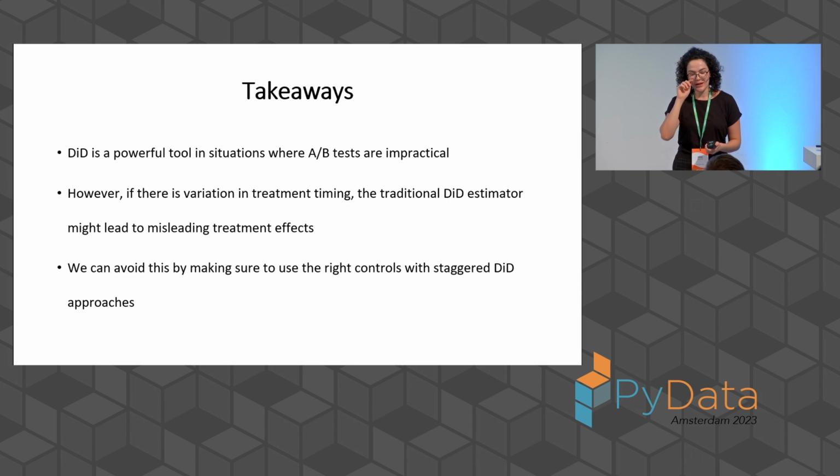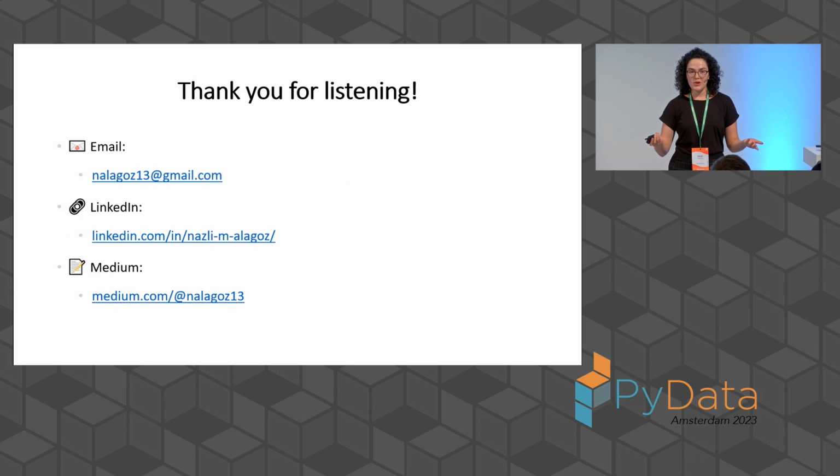So what are the takeaways? Difference and differences can be a powerful tool in situations where experimentation is not practical. But if there is variation in treatment timing, the traditional difference and differences estimator might lead to misleading estimates. And we can avoid this by using the right approaches that account for this variation in the treatment and use the right controls. So that was my talk.